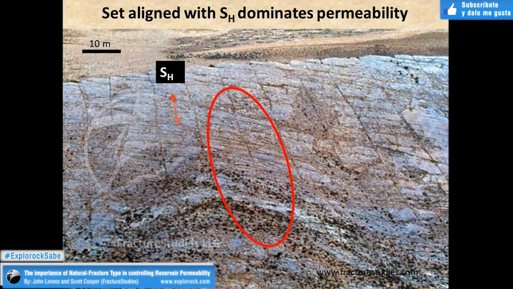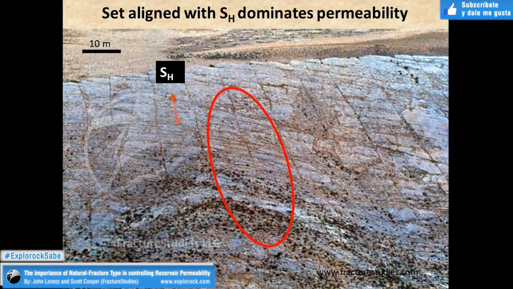Now, I need to turn things over to John, and he will start the discussion about the additional differences between these fracture types, how stress sensitive these fractures are, and then how natural fractures may interact with hydraulic stimulation.